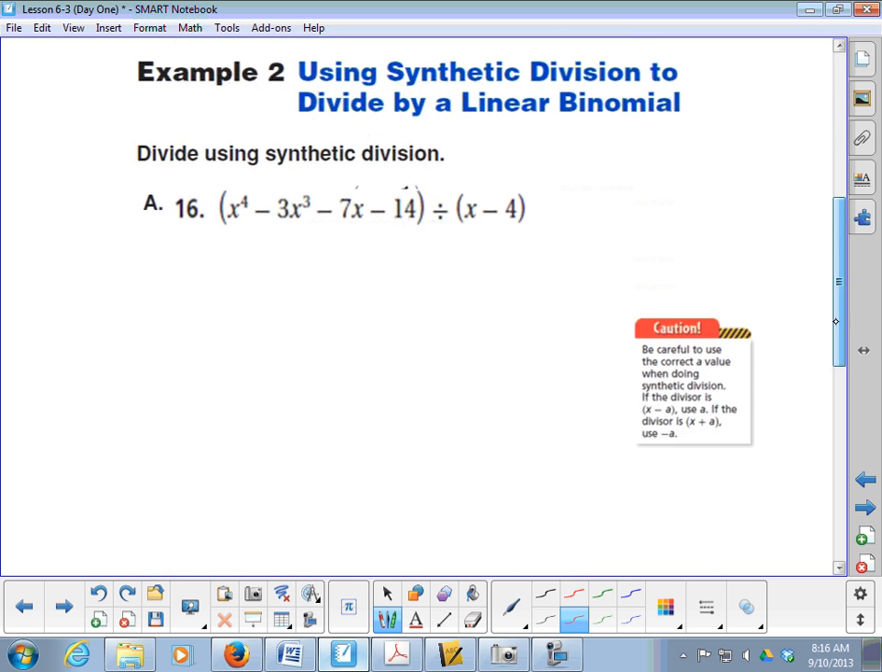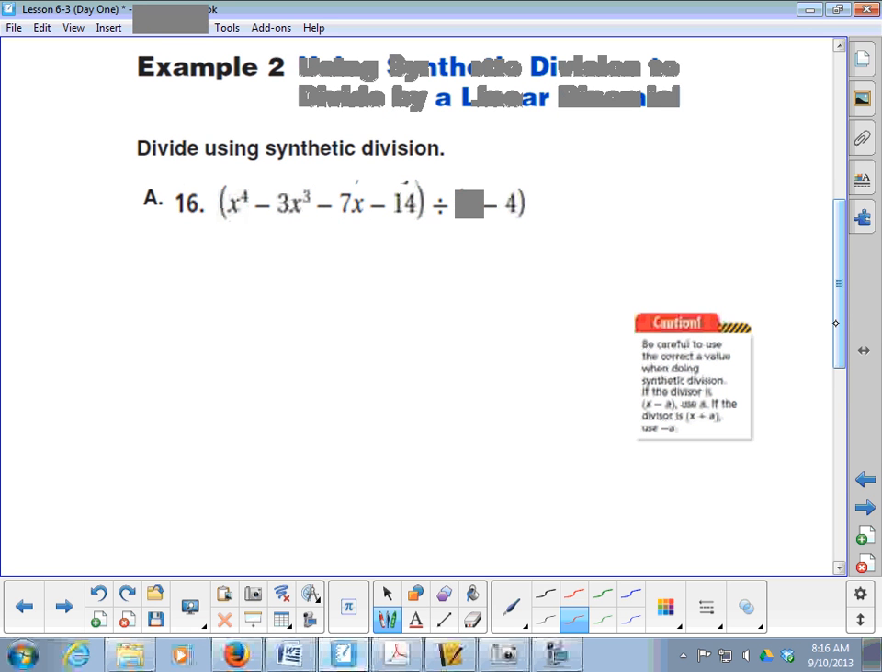All of you did number 16 yesterday, right? So we're going to use number 16 as our example. If you have your homework paper where you can see it, take a look at number 16 on your homework paper while we're doing it with synthetic division.